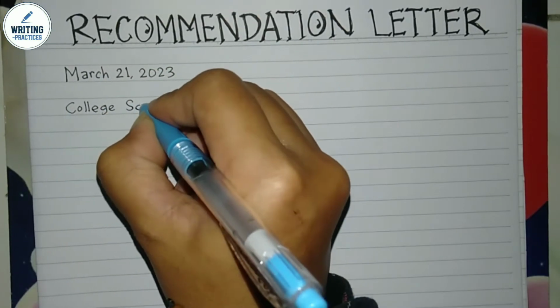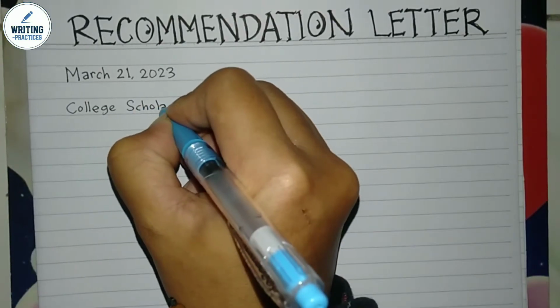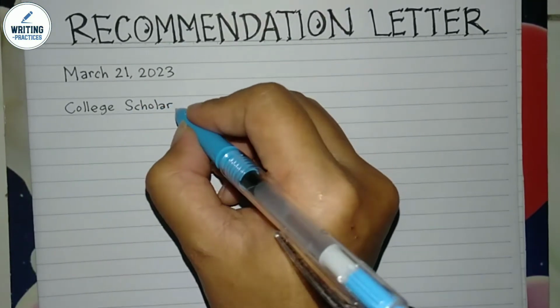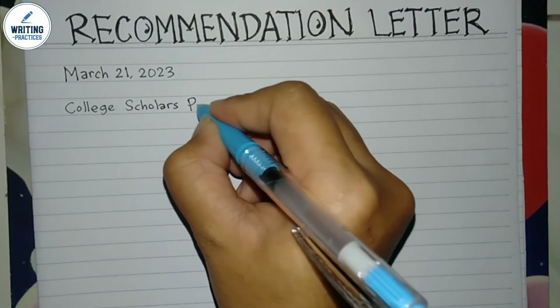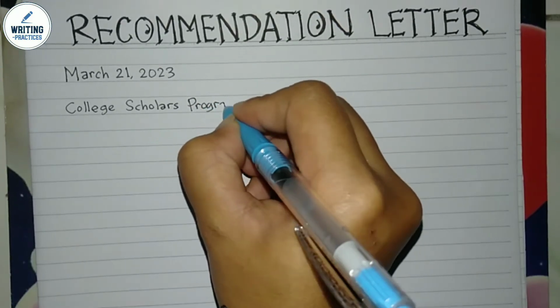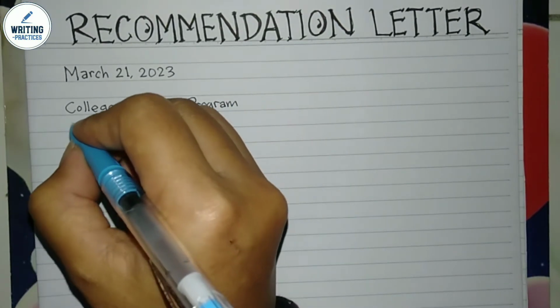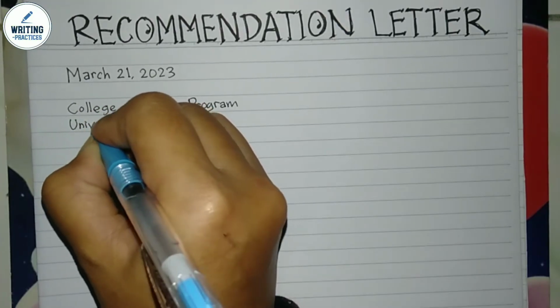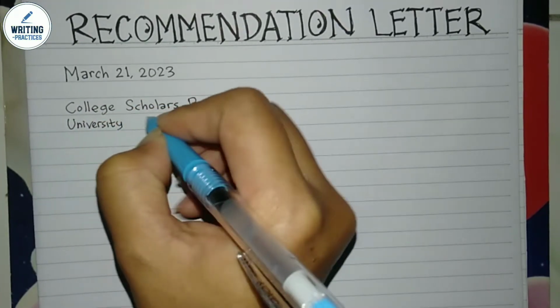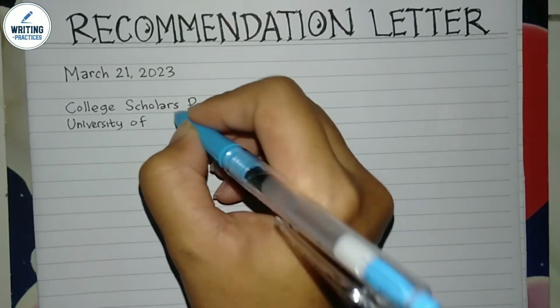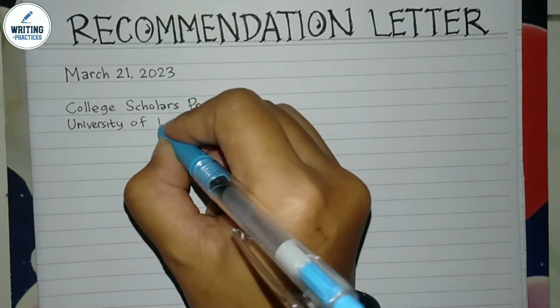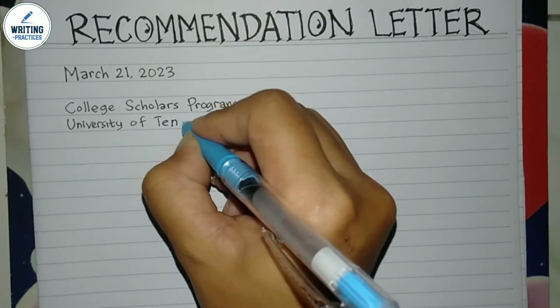First of all, you need to write down the date today. And then, as it is a recommendation letter for education, you can write the school name or university that your student wants to apply to. In this case, I write a recommendation letter to a scholars program in a college. Write the name of the program, the university, and the address including the street, city, state, and zip code.